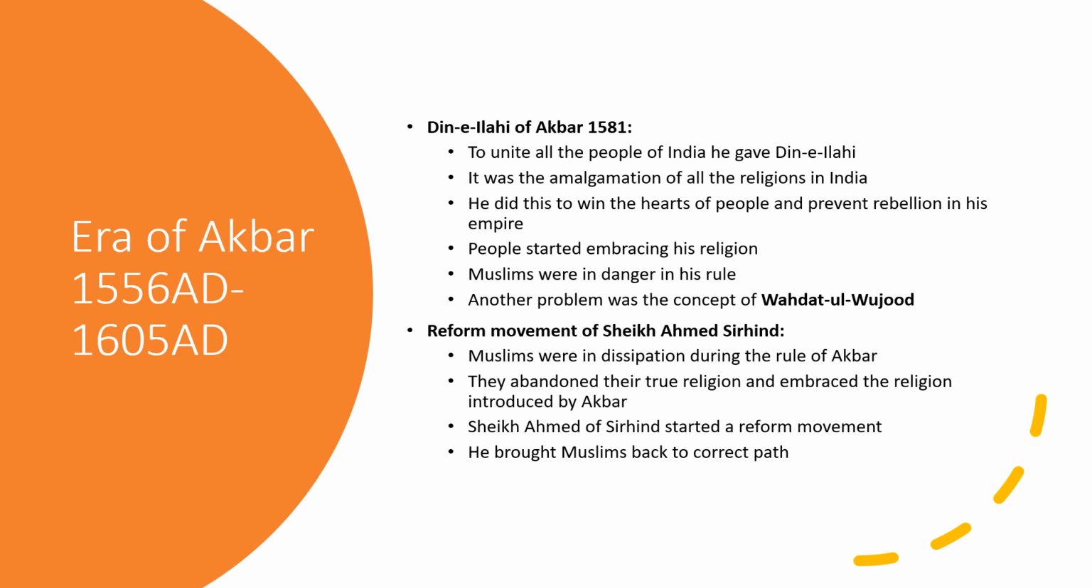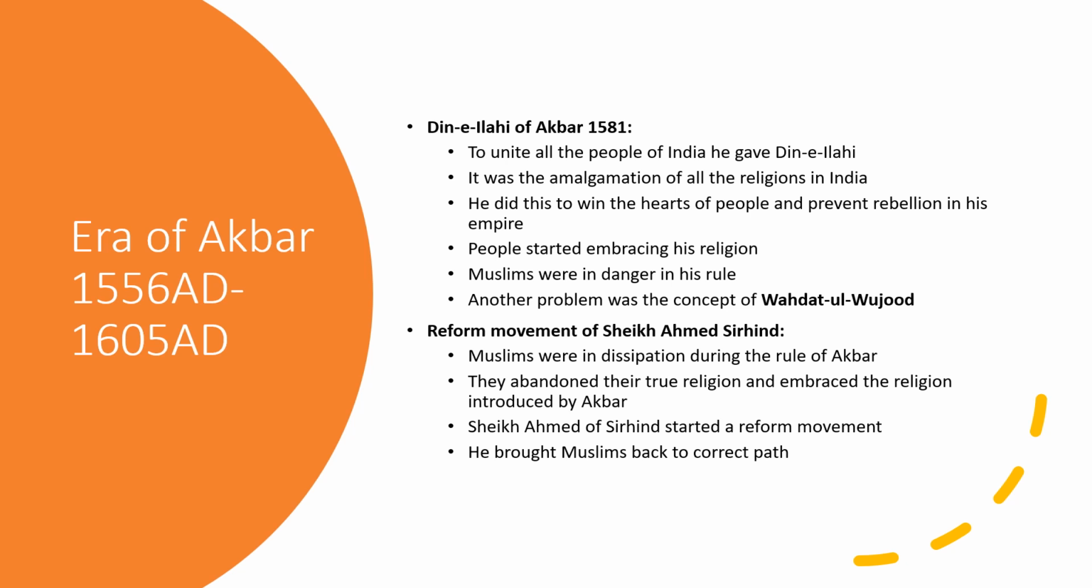Another problem at the time was the concept of Wahdatul Wujud. Wahdatul Wujud was actually a concept of Sufism that distracted the Muslims of the subcontinent at that time. Wahdatul Wujud means that the creator, meaning Allah, and the creature, meaning man, are similar and equal. This is something a Muslim would never believe, but people at that time fell to this concept, and Islam faced a threat in the era of Akbar.